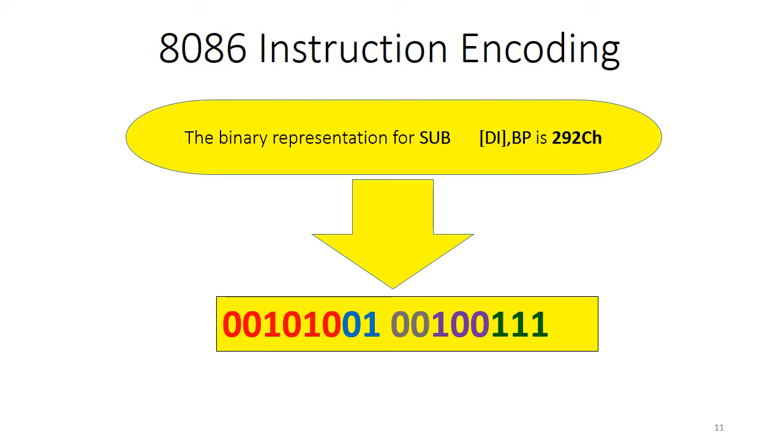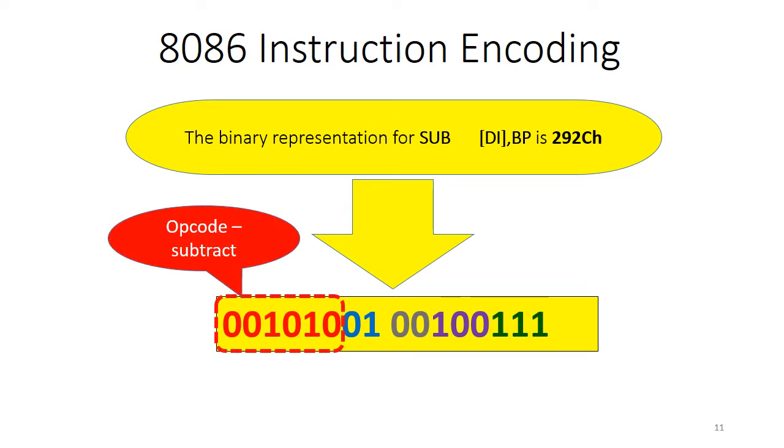The second example uses the instruction sub [DI], BP. The instruction subtracts the contents of register BP from the contents of the memory location pointed to by DI and stores the results in the memory location pointed to by DI. The operands, therefore, are the register BP and the memory location specified using indirect addressing with the pointer register being DI. The binary representation of the instruction is as shown on the illustration.